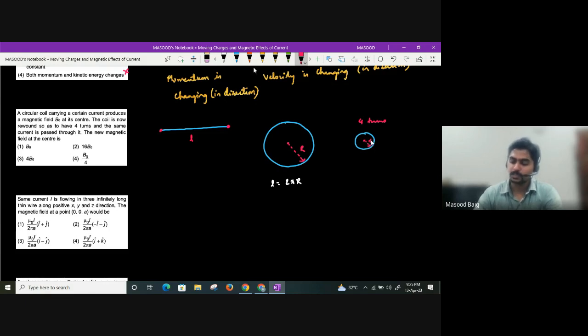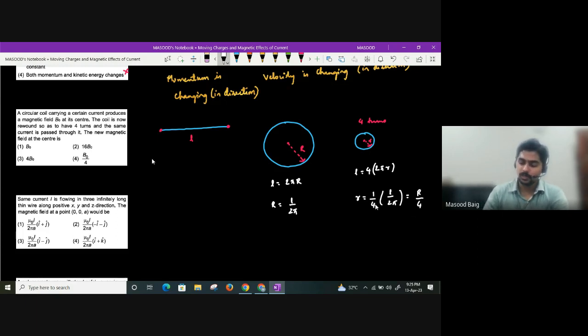Now in the second case, how will I write the length? For each turn, you will get 2 pi small r. Like that, how many turns are there? 4 turns. Here, what is the capital R value? L divided by 2 pi. Here, what is the small r value, beta? You can write 1 by 4 of L divided by 2 pi. You can write it as R divided by 4.